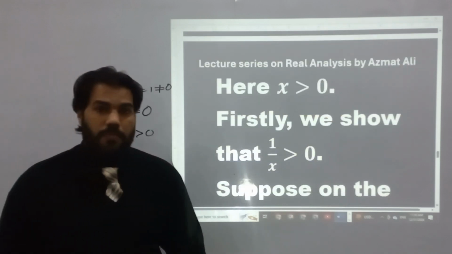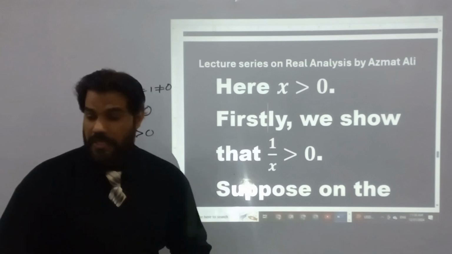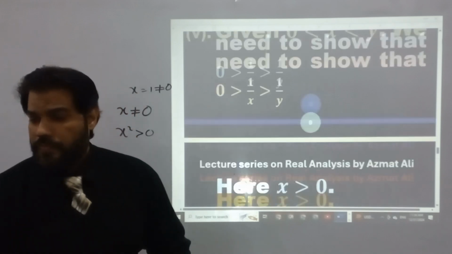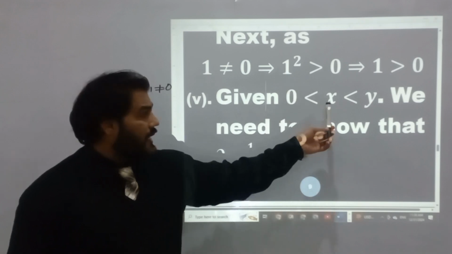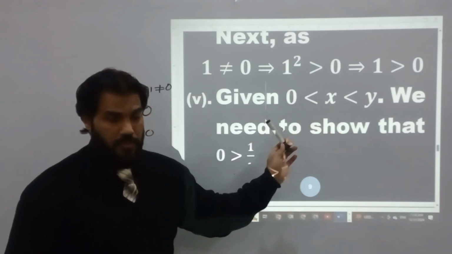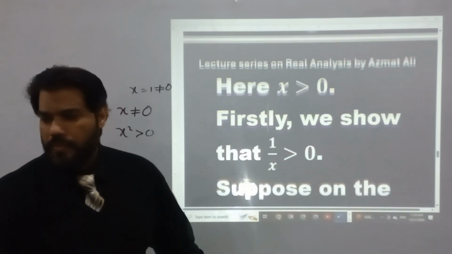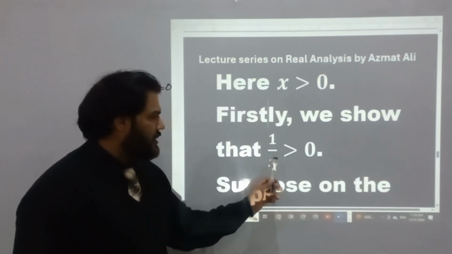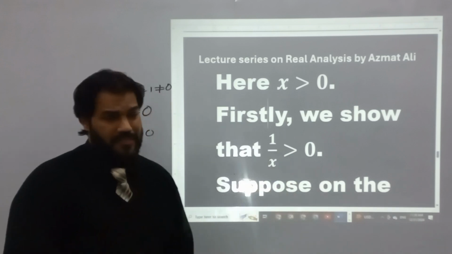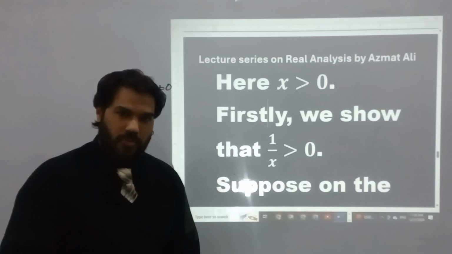Firstly, we consider it is given that x is greater than 0. Where is it given? The property says x and y both are positive real numbers. It means x is greater than 0. Firstly we show that when x is greater than 0, its reciprocal 1 over x is also greater than 0.